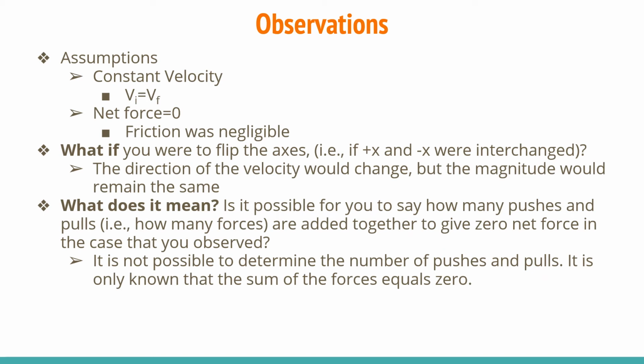Some assumptions that were made in this experiment are that friction is negligible, net force is 0, and velocity is constant. In the experiment, the velocity was in the negative x direction, but if the axis were flipped, the velocity would become positive, but the magnitude would remain the same.